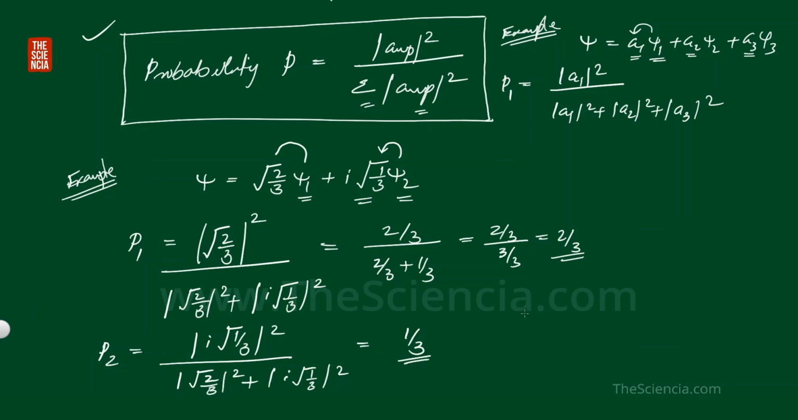See, you can see here, if you add these probabilities P1 and P2, you get 2 by 3 plus 1 by 3, that is equal to 1. That is, the total probability of finding the particle in that system is equal to 1.